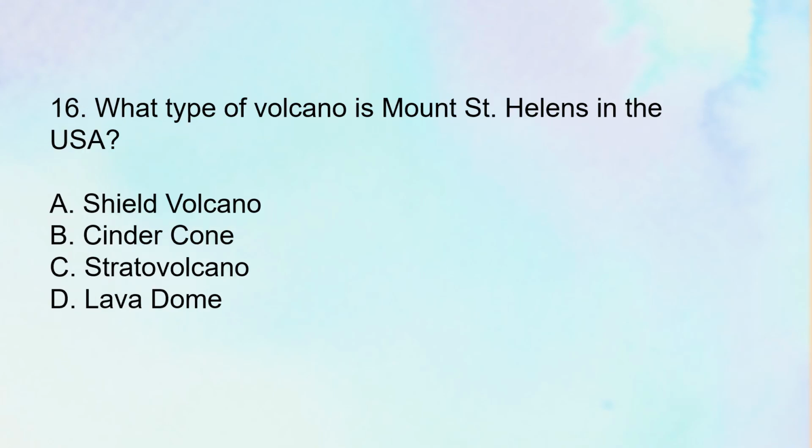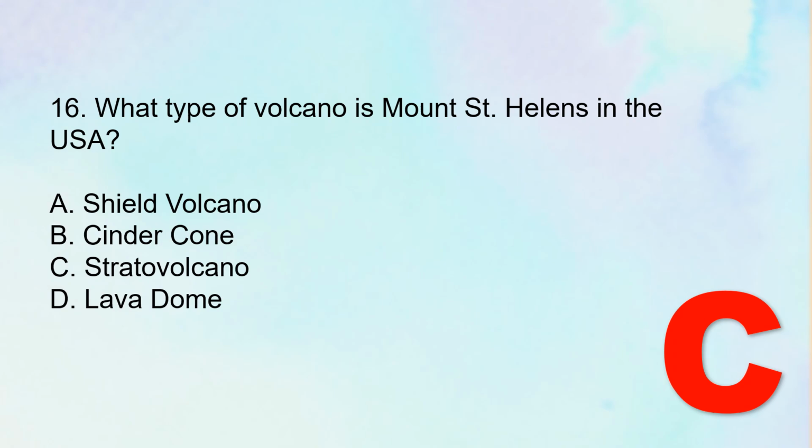Number 16. What type of volcano is Mount St. Helens in the USA? Letter A, shield volcano. Letter B, cinder cone. Letter C, stratovolcano. Or letter D, lava dome. The best answer is stratovolcano.